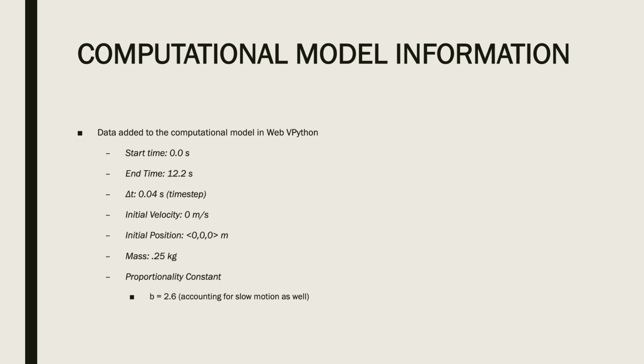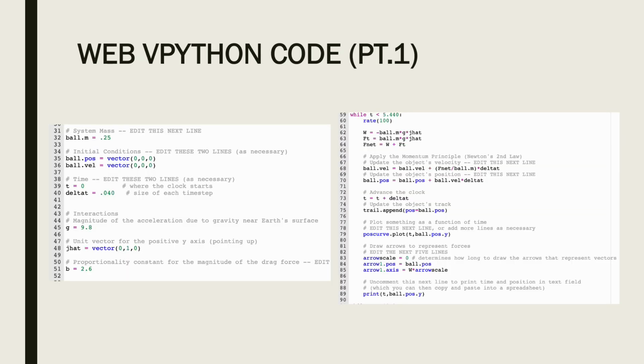So the start time was 0 seconds, the end time was 12.2 seconds total, our time step was 0.04 seconds, the initial velocity was 0 meters per second, the initial position was 0 meters, and our mass was 0.25 kilograms, and our proportionality constant, B equals 2.6, was found experimentally to also account for drag and slow motion in the video. For the code, I inputted the information from the previous slide into WebVPython to create this computational model.